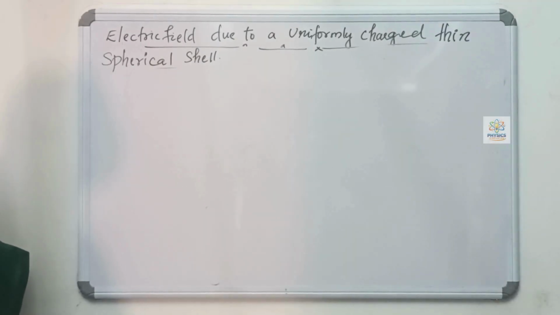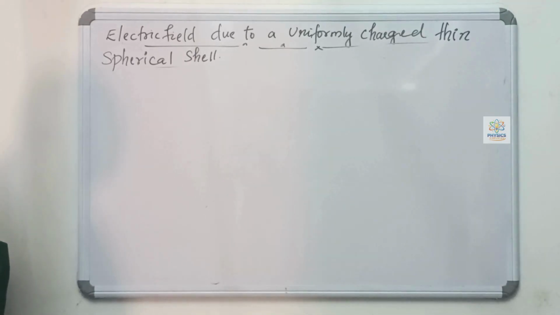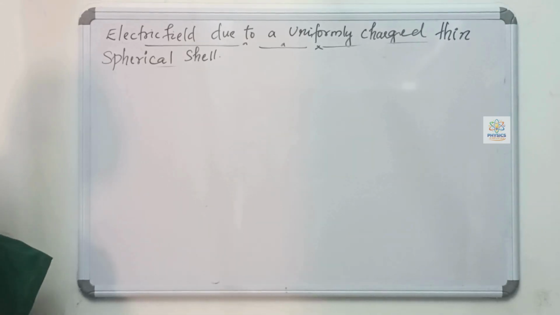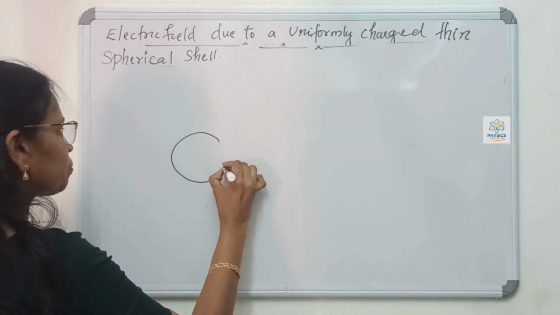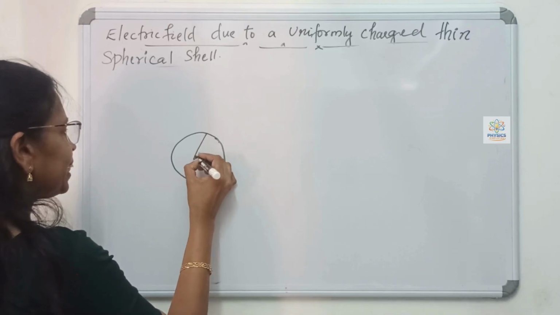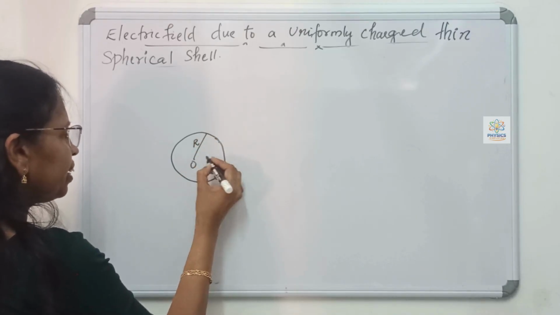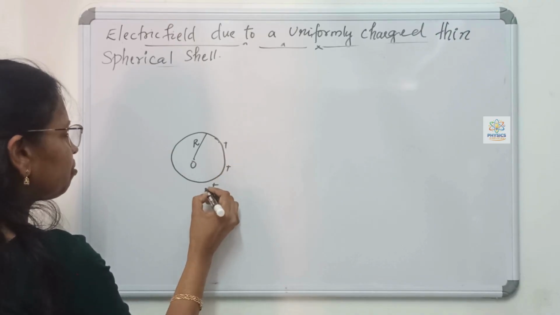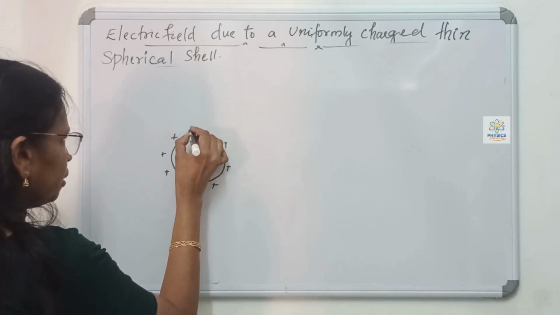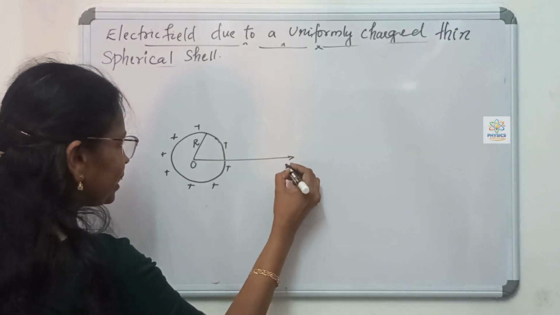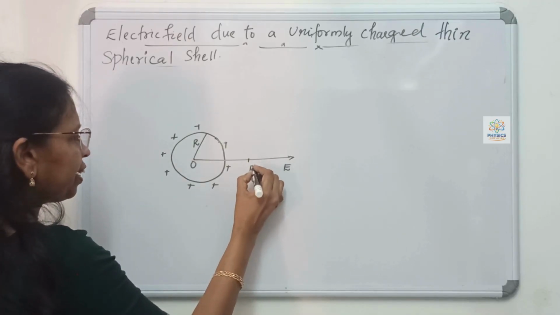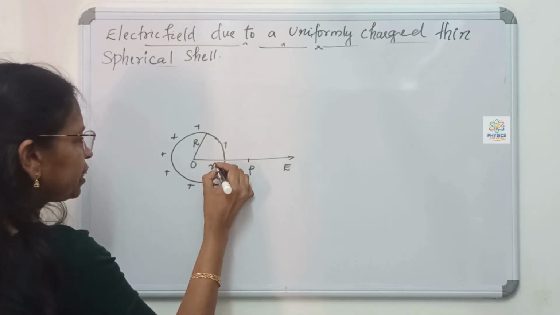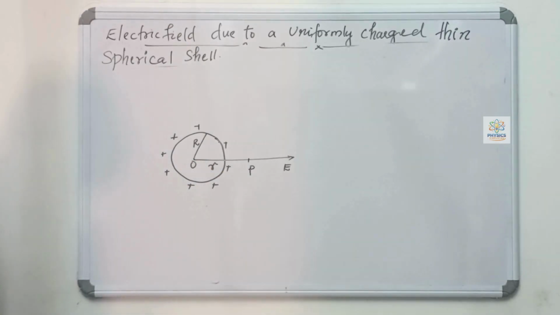So the next application of Gauss's theorem is electric field intensity due to a uniformly charged thin spherical shell. Here you have to just consider a spherical shell. The radius of the spherical shell is taken as r and it is charged uniformly. So this is the direction of electric field. You have to take a point P at a distance r from the center of the spherical shell.